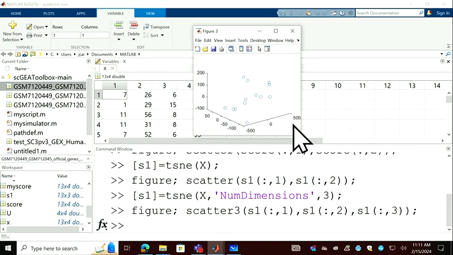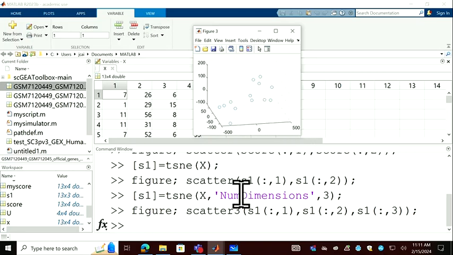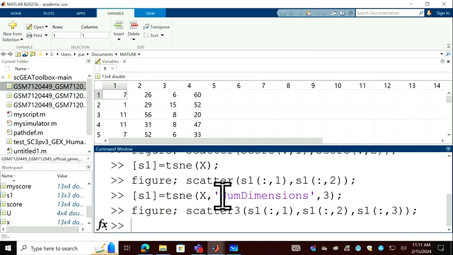All right, so those are the command lines I use in the toolbox. If you don't give any parameters here, so you don't give the number of dimensions, then by default it will be 2, okay?